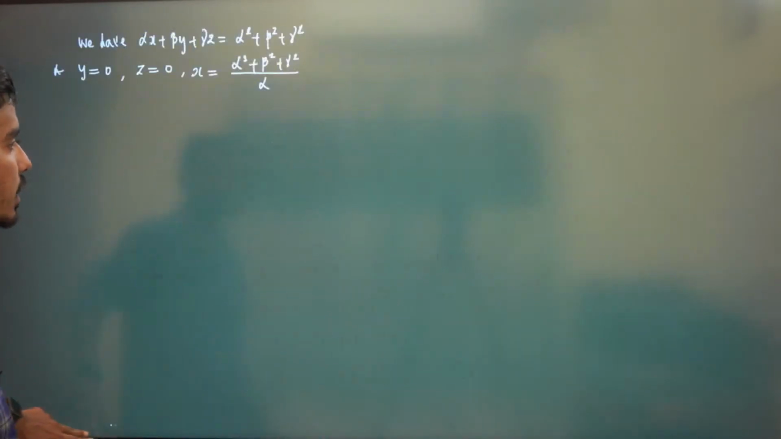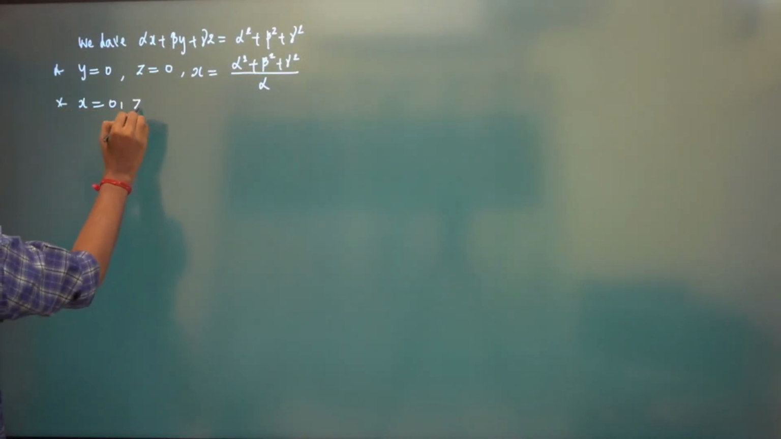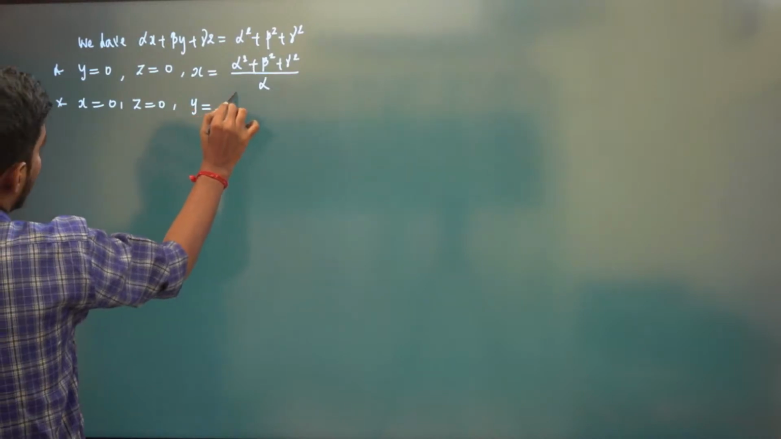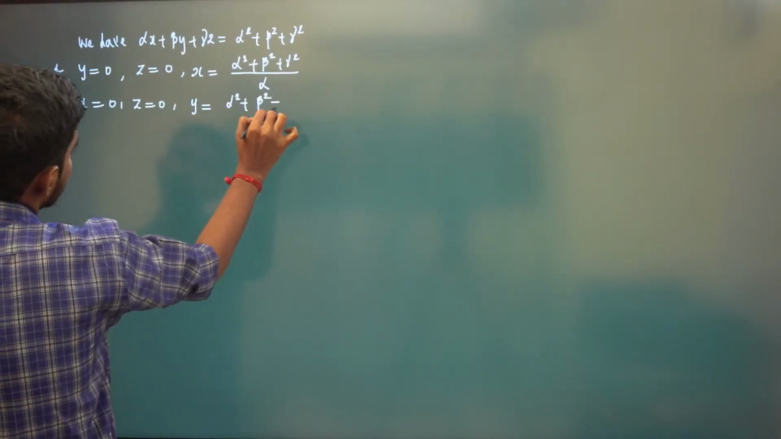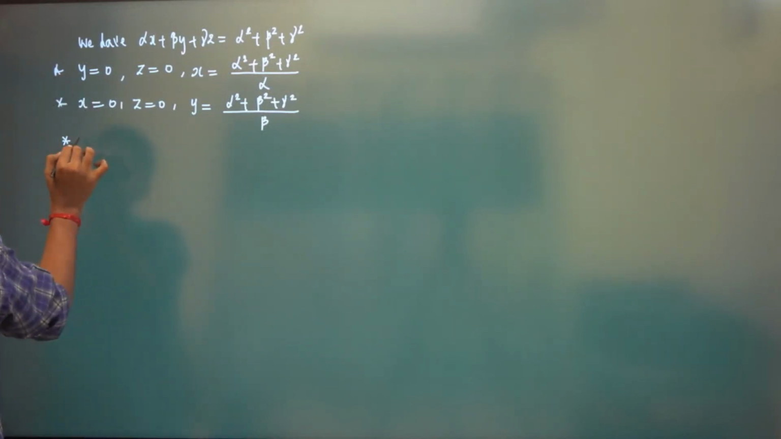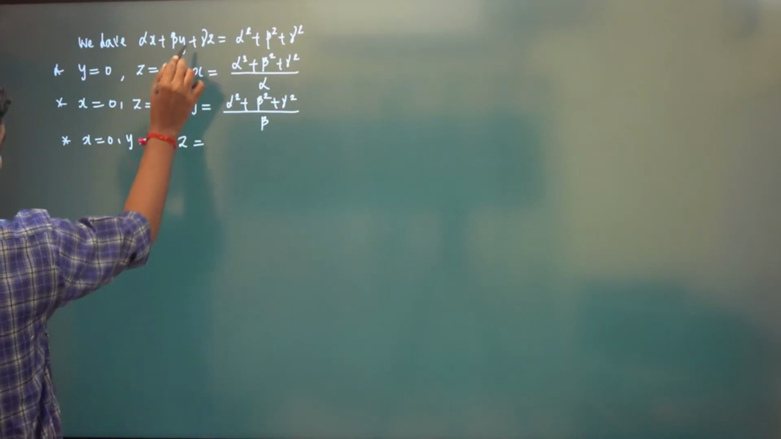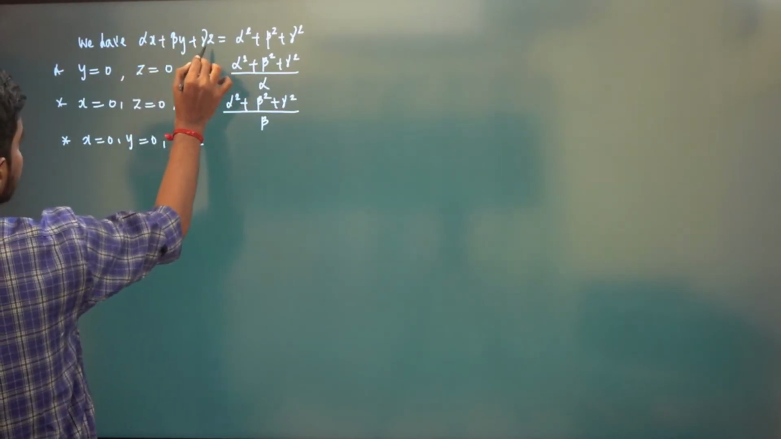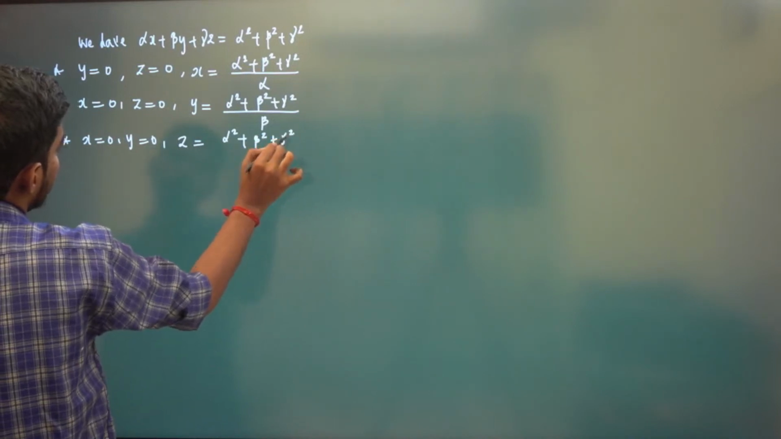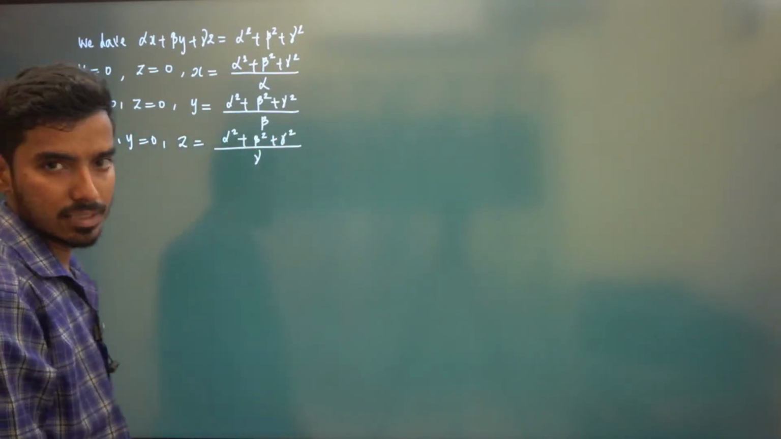Now similarly, to find the point B, you put x is equal to 0, z is equal to 0. So you will have the y intercept, which is alpha square plus beta square plus gamma square divided by beta. And for z intercept, you put x is equal to 0, y is equal to 0. So this 2 will get cancelled. So we have z is equal to alpha square plus beta square plus gamma square divided by gamma. So these are the intercepts.